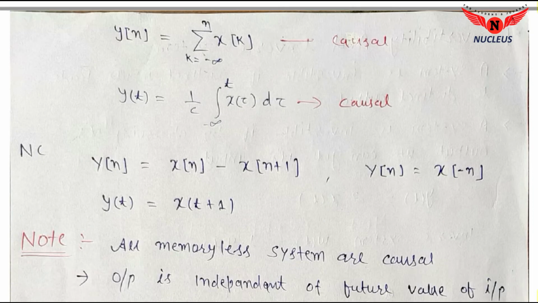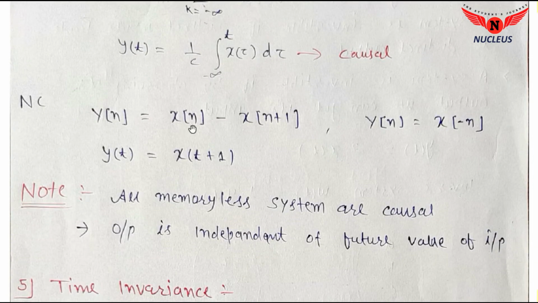Let's take another example. y[n] = x[n] - x[n+1]. If you put n equal to 0, y[0] equals x[0] - x[1]. Okay, we are talking about the value at 0, and we need the information at x[1]. So this is the future value here. So this system is non-causal.